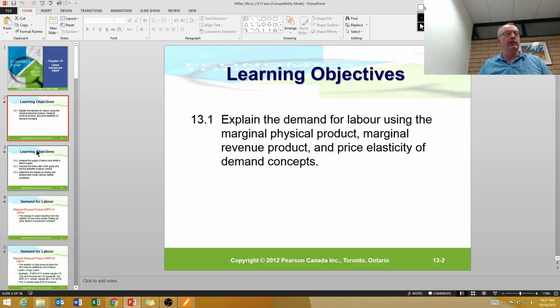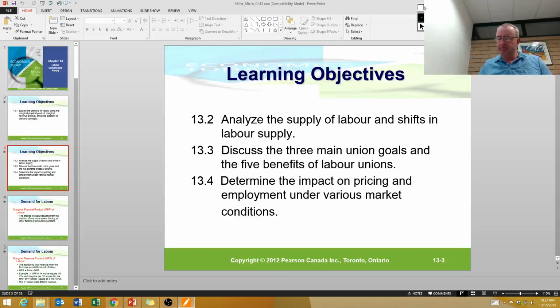Okay, so secondly, we look at the shape of the input supply curve facing an individual firm in a perfectly competitive market versus the shape of the supply curve for the industry as a whole. So what we're going to see is that in a perfectly competitive input market, the supply curve facing the individual firm is perfectly elastic, otherwise known as horizontal. And for the industry as a whole, the supply curve of the input slopes upwards to the right.